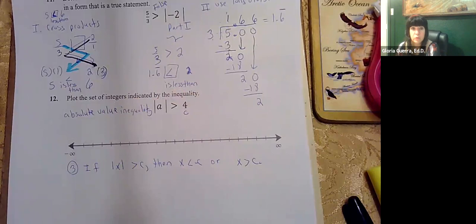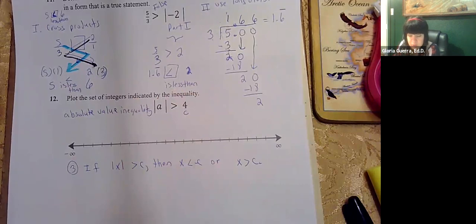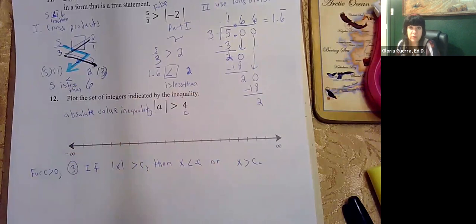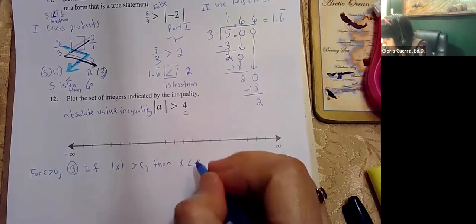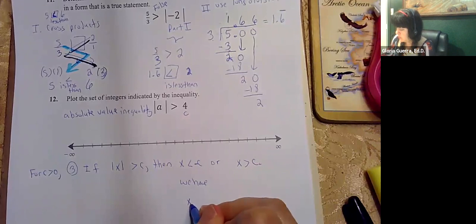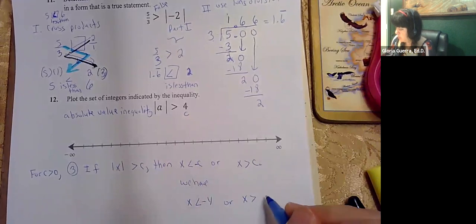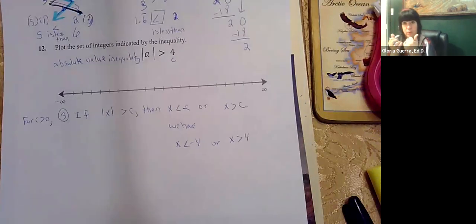And so for us, this is our C, which is 4. In your book, it does say that for C greater than 0. It's important. Our C is 4, which is greater than 0, so it fits best into this formula. And this is what our output is. That means for us X is less than negative 4, or X is greater than 4. That's why it was going both ways.